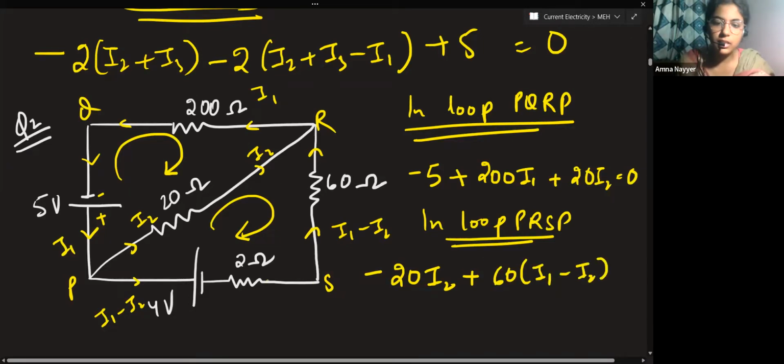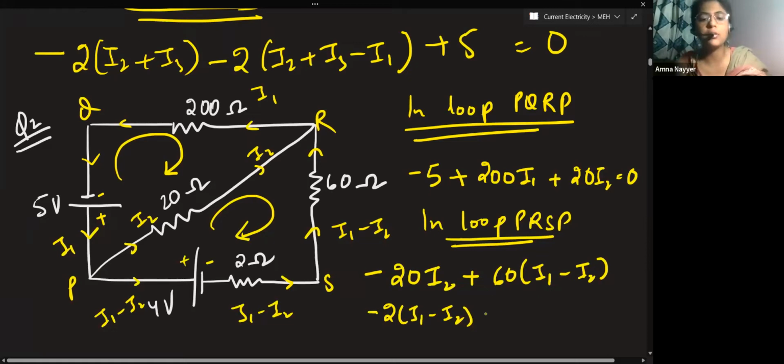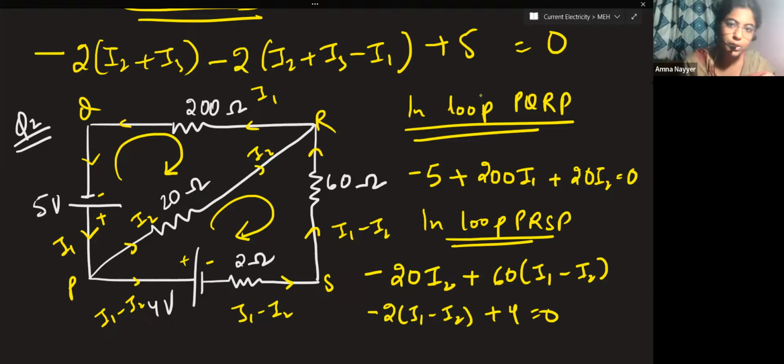This branch is done. Now current is flowing like this. So we are again moving opposite, and the current in this branch is the same, I1 minus I2. So this becomes minus 2 into I1 minus I2. And the last one, from negative to positive we are going, so this will be plus 4 is equal to 0. Two equations are there, two variables are there. Note down this. In one last case, how to prove the balancing condition of Wheatstone bridge, we'll do that. First, note down this.